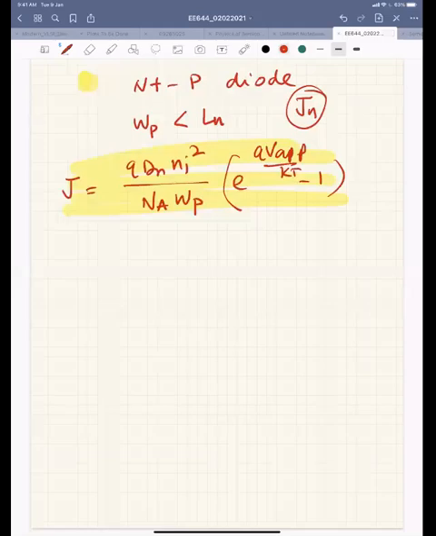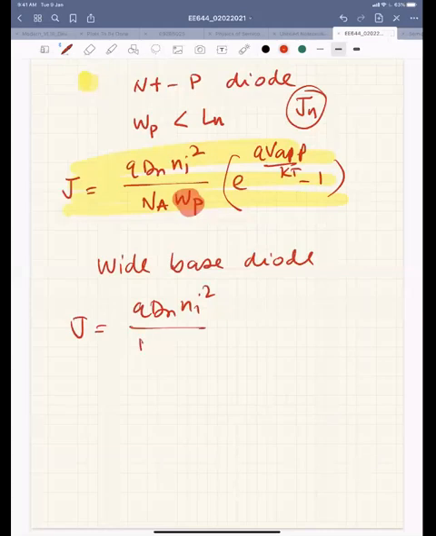Now my current definitely depends on applied voltage, exponentially. At the same time, my current also depends on this Wp here, and Wp is a variable. In the previous case, the wide base diode case, your J was q Dn ni squared over Na Lp, e to the power q Vf by kT minus 1.